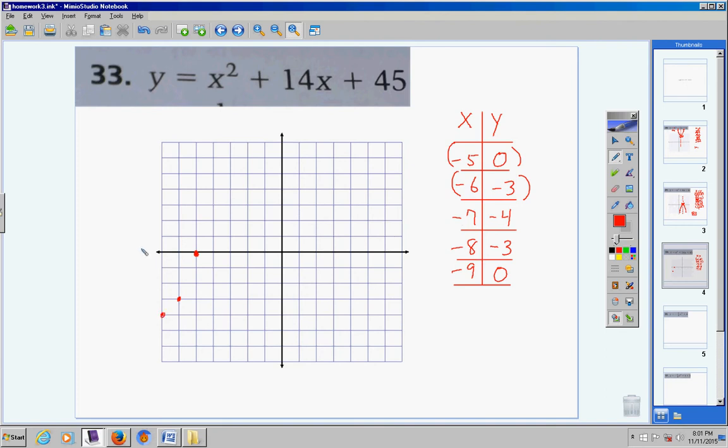My next ordered pair is negative 8, so about right here, and then down, negative 3. And then my next ordered pair is negative 9, 0. So about right there looks pretty good, okay? So sketch your graph. All I ask is you don't go like this and put a V. Just do the best you can to round it a little bit at the bottom, okay?